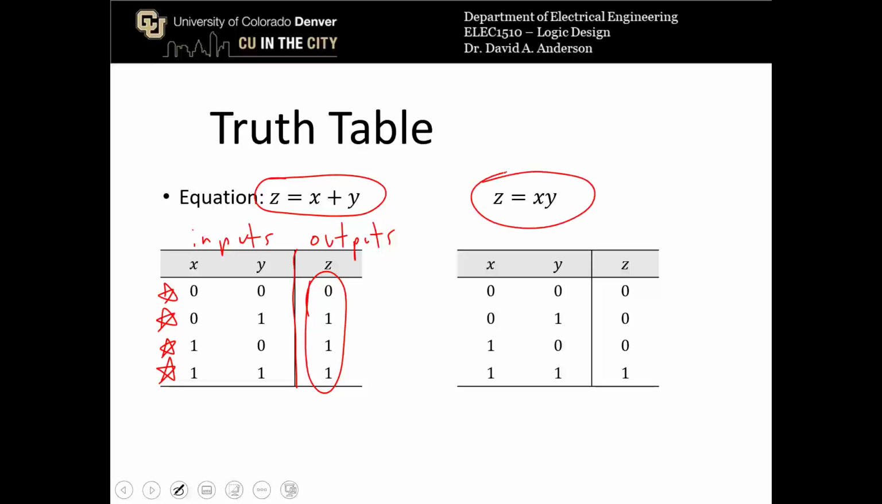Now correspondingly, the truth table for z equals x and y is where, again, we list all possible values of x and y. And then the output z is going to be a 1 for only the condition that both x and y are 1.